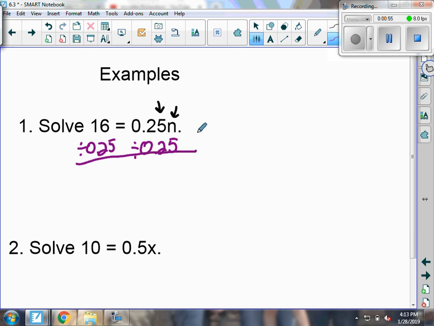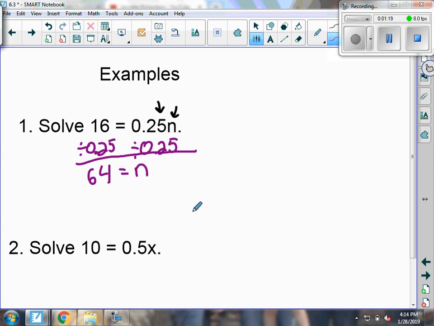So again, I'm showing 3 steps. I have my original problem, what I'm doing to both sides. I'll bring down my n and my equal sign. So I plug this into my calculator: 16 divided by 0.25. Okay. And that's going to give you 64. So n is equal to 64.